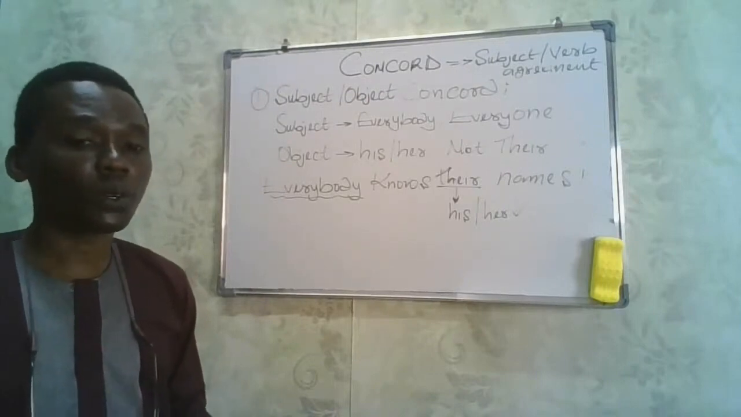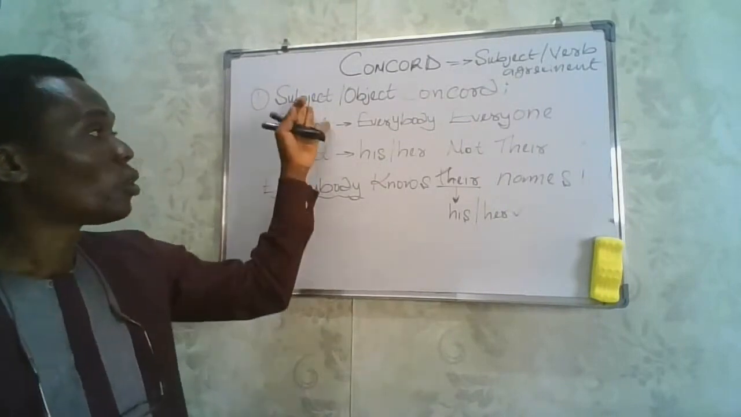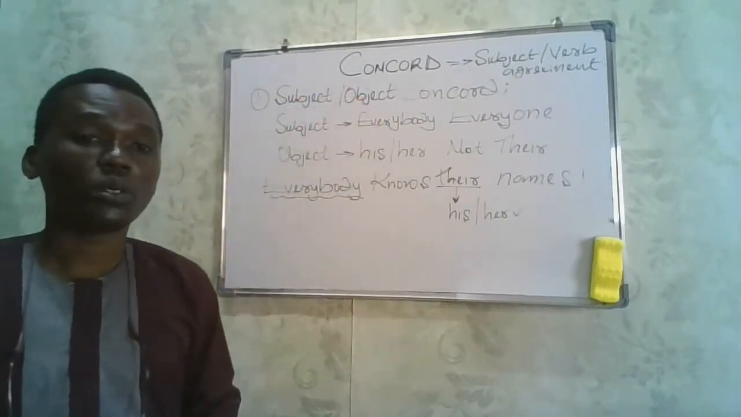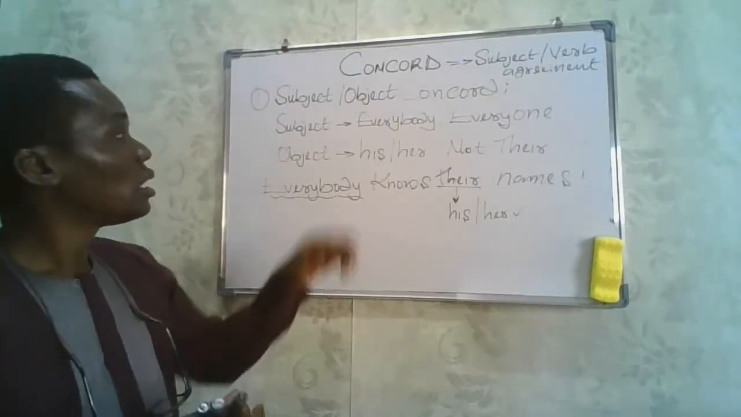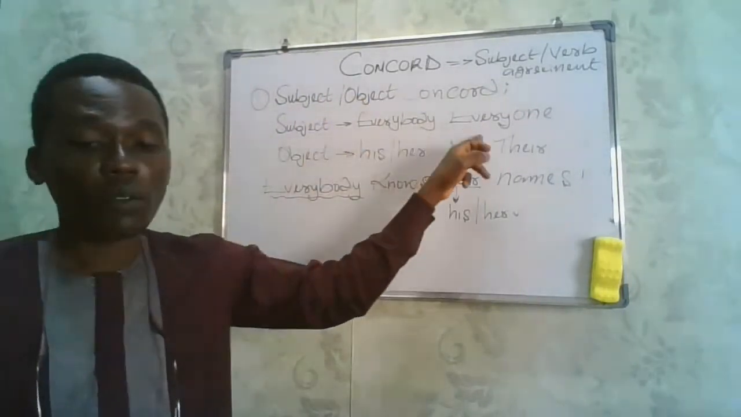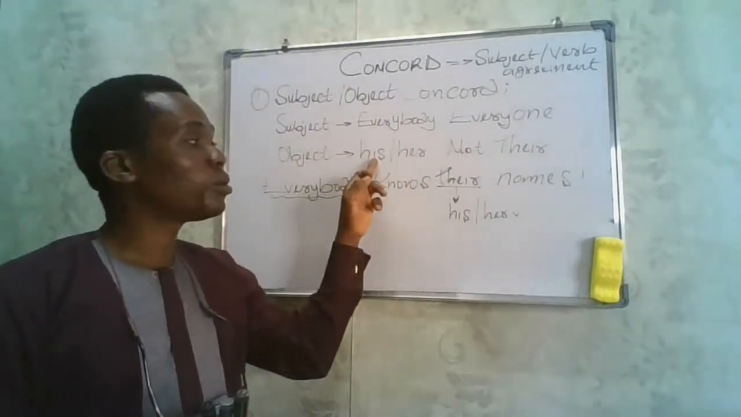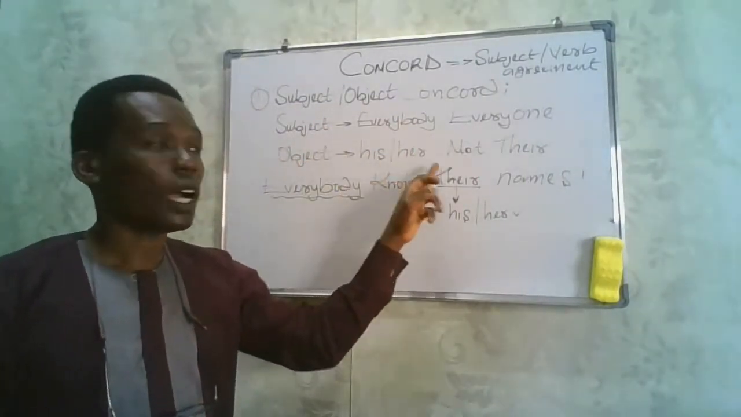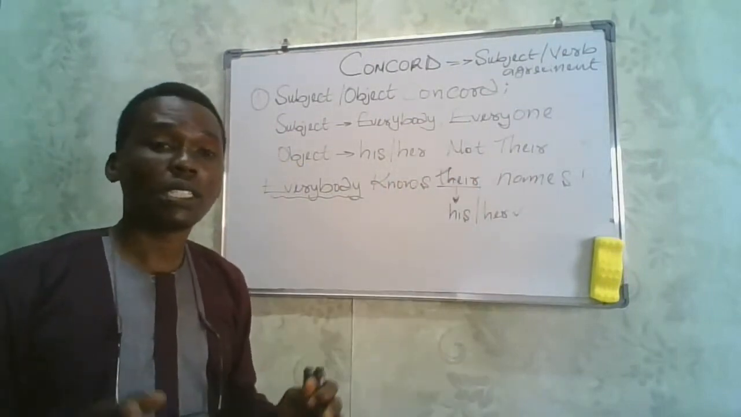Now, this is very important when you are dealing with subject-object concord. So if you have any sentence that begins with everybody or everyone, make sure that the object that goes with it is his or her and not what? Their. Now, that is that.